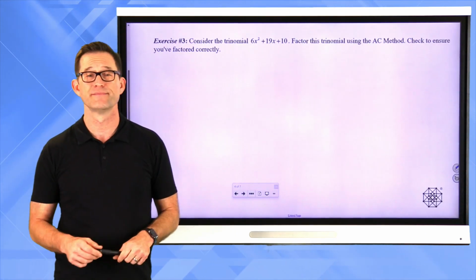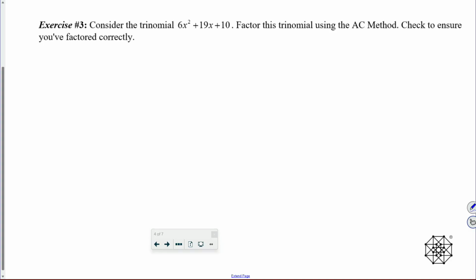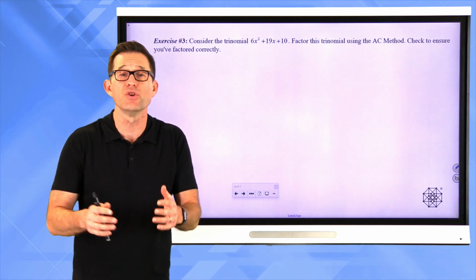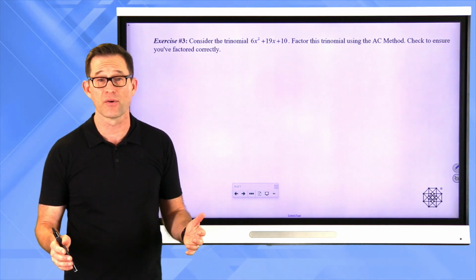Exercise number 3. Consider the trinomial 6x squared plus 19x plus 10. Factor this trinomial using the AC method. Check to ensure you factored correctly. Now keep in mind that if you are on an exam, they're not going to say use the AC method. They're just going to say factor this completely.